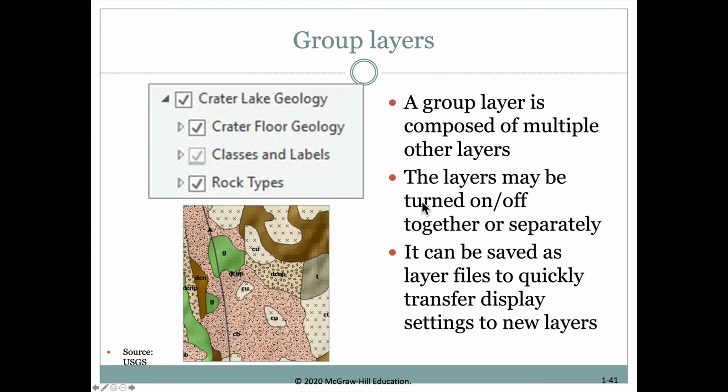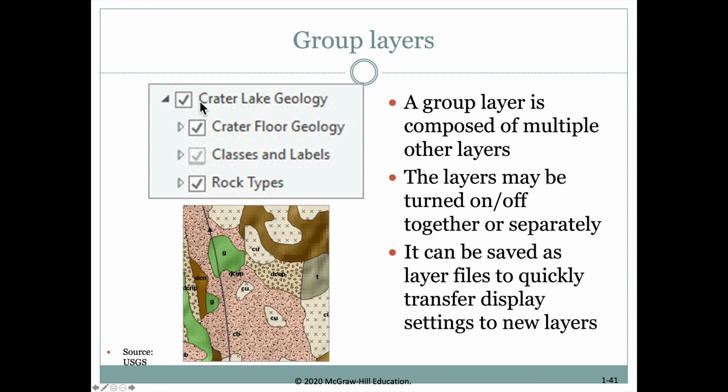But we can, if we want, group different layers together. So let's say I had layers and they were all associated with the geology of Crater Lake: the crater floor geology, the classes and the labels, and the different rock types. All of those really contribute to the Crater Lake geology. So I could just choose all three of them and choose to group those together into a summary layer called Crater Lake geology.